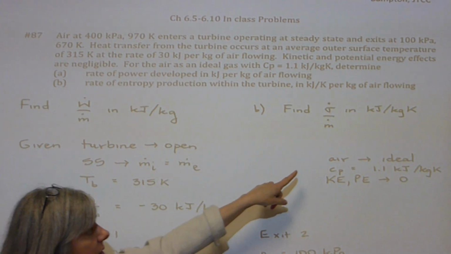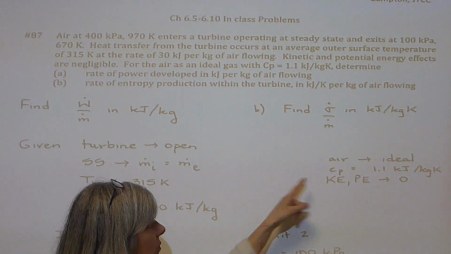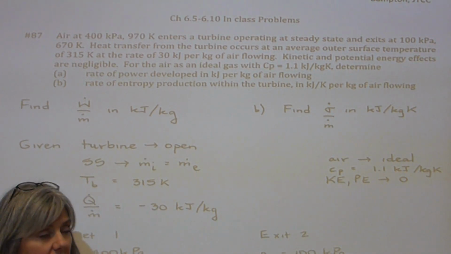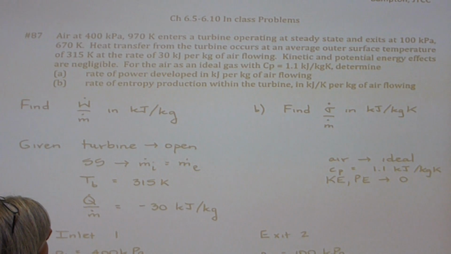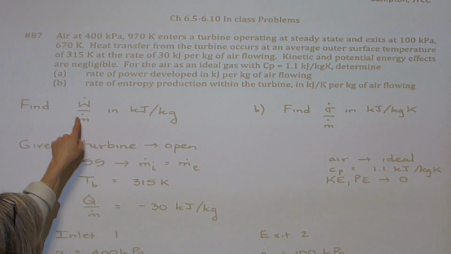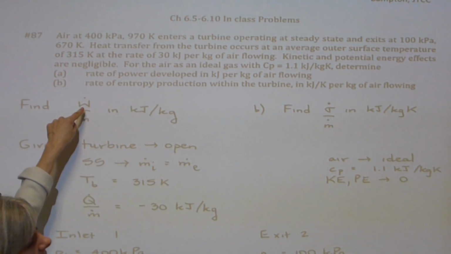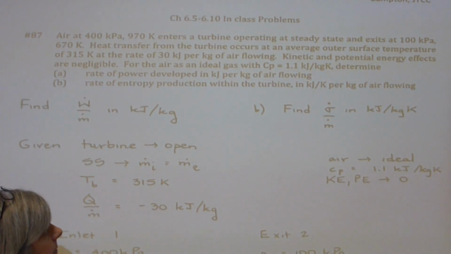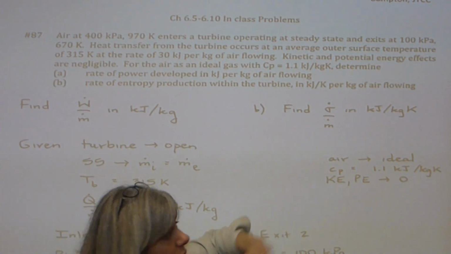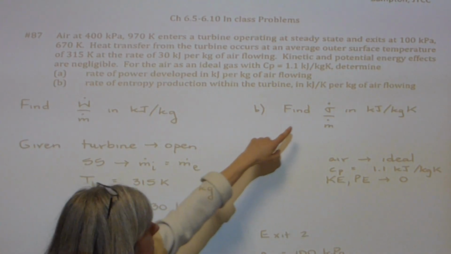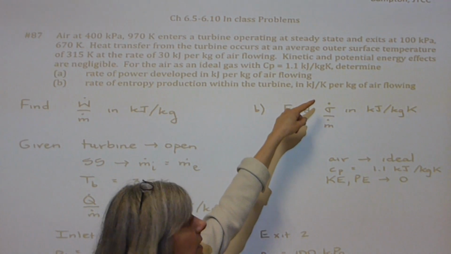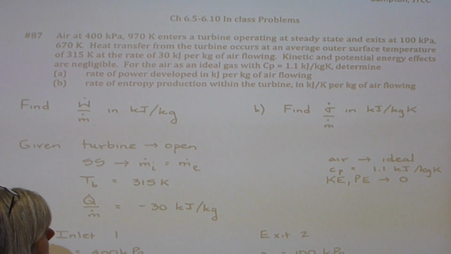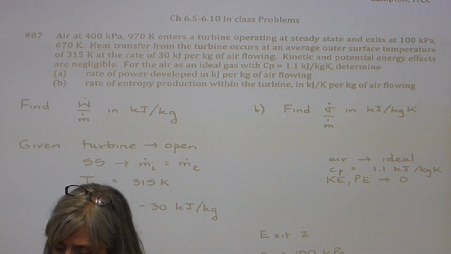All right, what else do we know? We know it's air and is an ideal gas. We know the specific heat, and we know that we're not going to be concerned about kinetic and potential energy effects. Is that everything? What are we trying to find? The rate of power developed, again, per kilogram. So again, that same sort of W dot over m dot. And then additionally, the entropy production. The rate of entropy production, which is the same thing, sigma dot over m dot. Okay, so let's start thinking about how we're going to solve this.